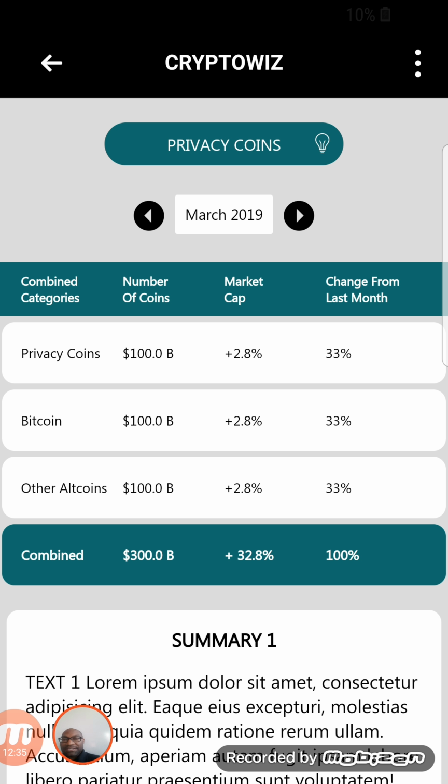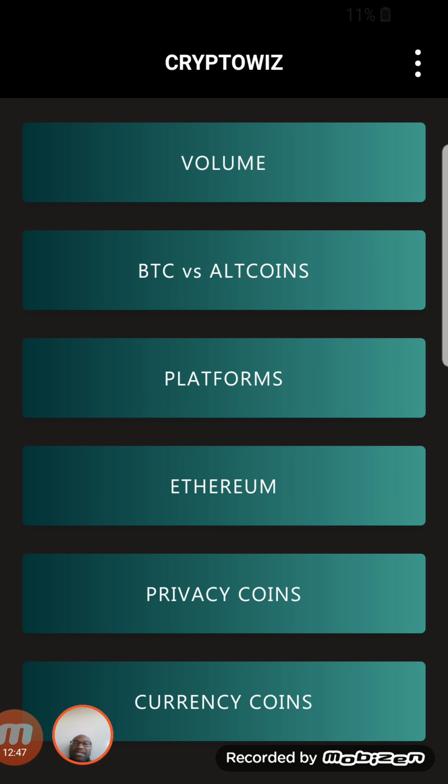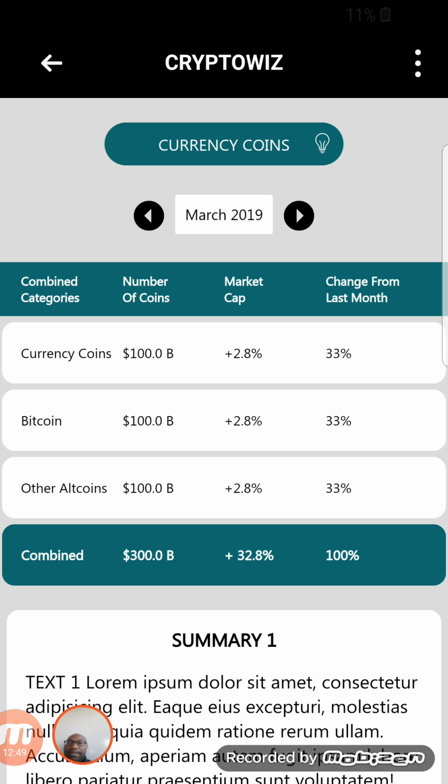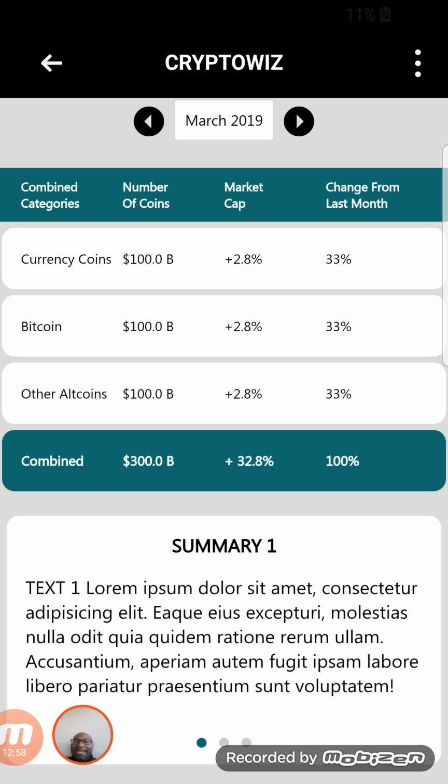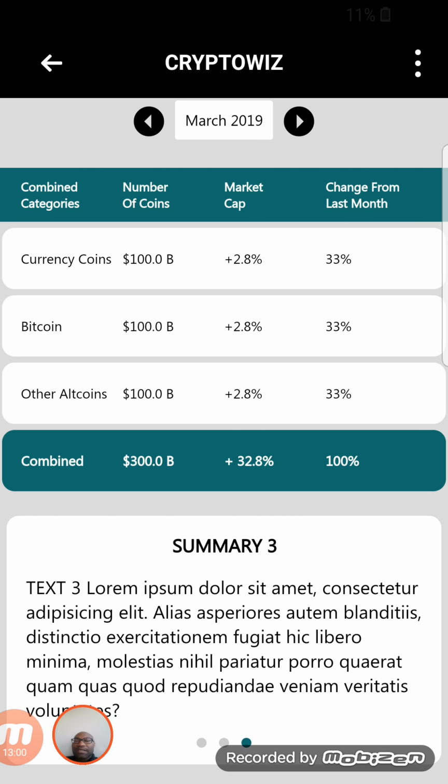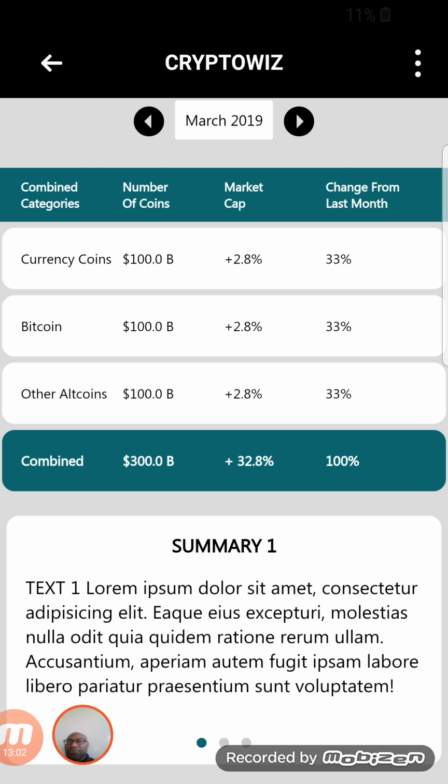Okay. So this is a nice way to see how certain groups of coins are performing compared to Bitcoin and other cryptocurrencies. And we do the same thing for currency coins. We compare currency coins to Bitcoin and other altcoins, and we see how the market cap has changed from the previous month. And we highlight the most important findings in the summary, each summary being 1 or 2 sentences long.